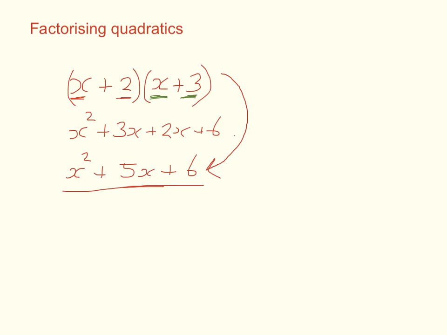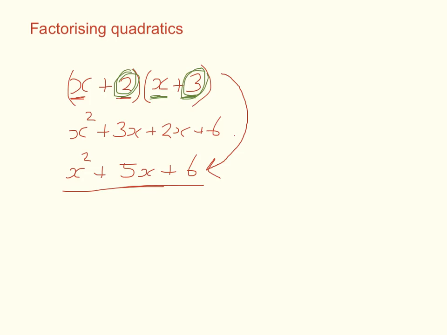Now what I want you to draw your attention to is this 2 and this 3. What do they multiply together to give me? That's right, they give me 6. Oh, look at that. Is that just a coincidence that this number here is a 6? Now, if we look at this 2 and this 3 again, what do they add to make? That's right, they add together to make this 5.